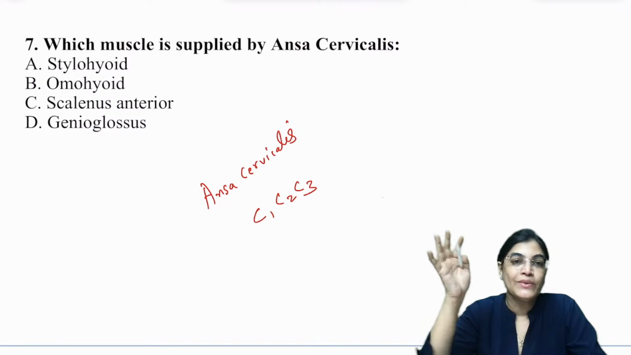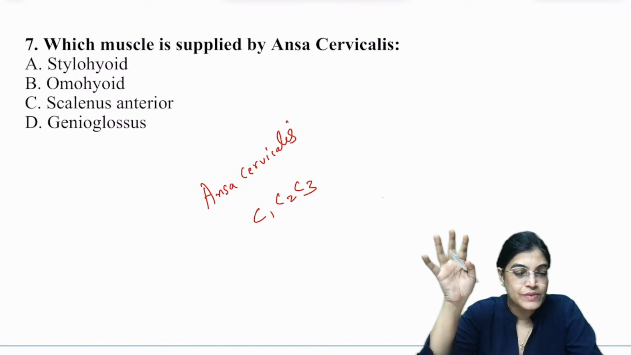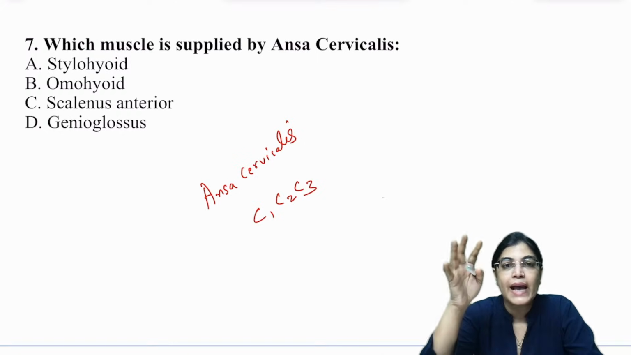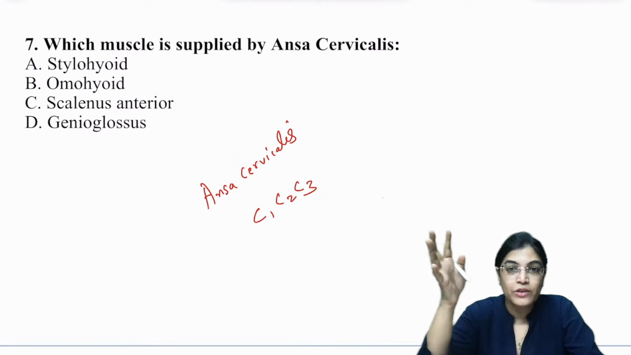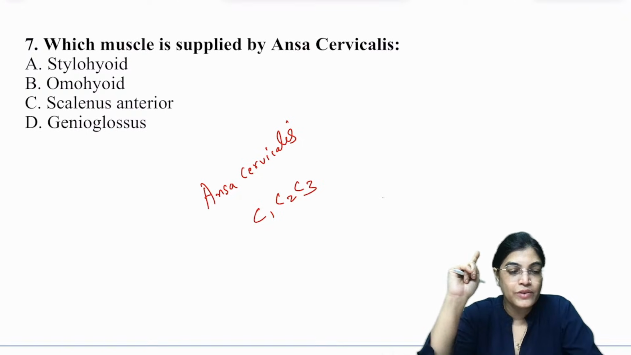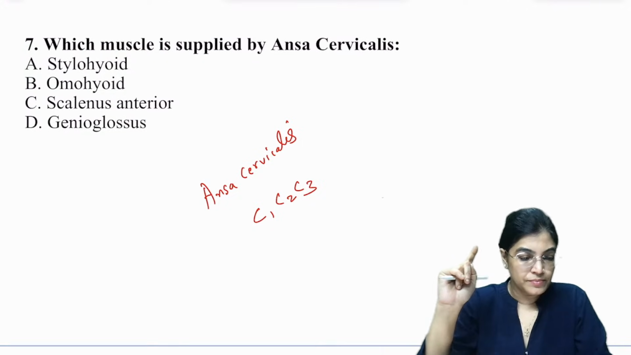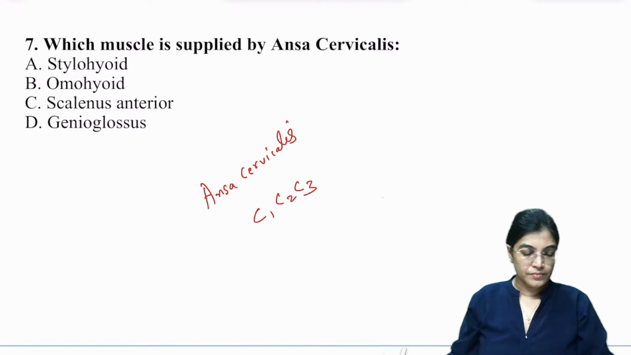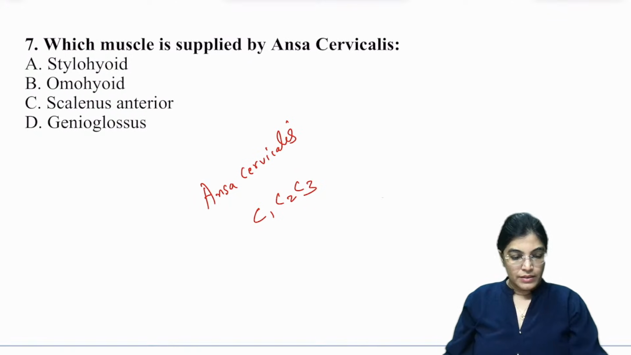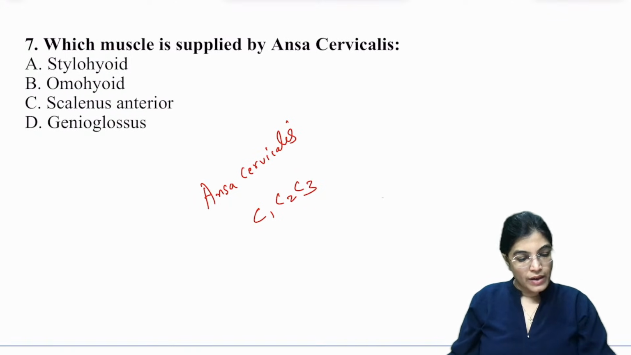It gives innervation to infrahyoid muscles, and it gives innervation to all infrahyoid muscles except one. Can you name it? Yes, sternohyoid, sternothyroid and omohyoid. So definitely omohyoid is the right answer.